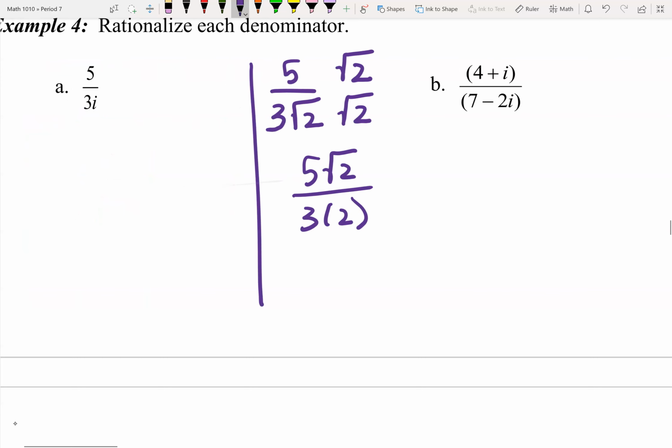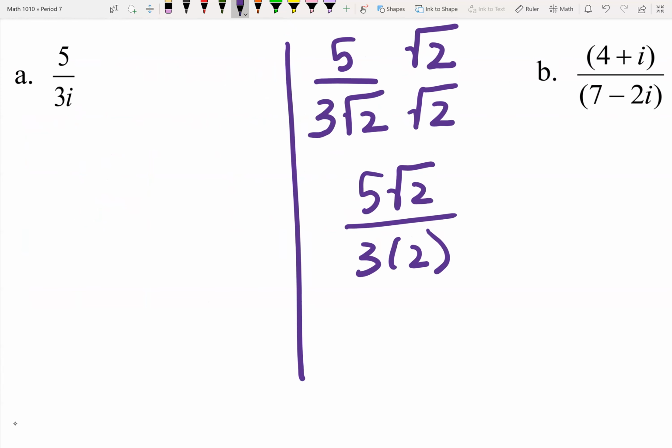Okay, now let's apply that same thing over here. Rationalize. What am I trying to get rid of, guys? The i. How do I get rid of it? Multiply top and bottom by i. So on the top, I have 5i. On the bottom, I have a 3. What else do I have on the bottom? i squared. And what's i squared? -1.